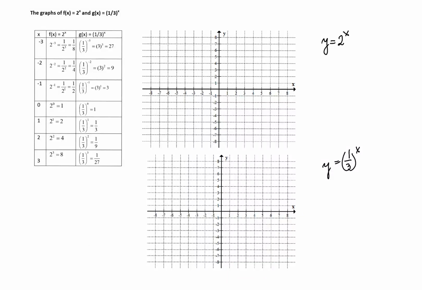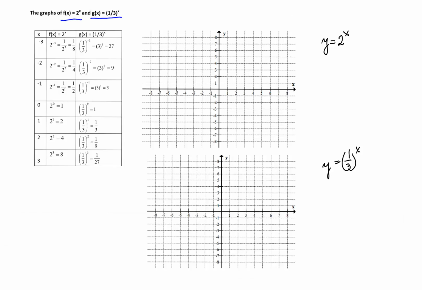We want to graph two exponential functions: f(x) = 2^x and g(x) = (1/3)^x. We'll obtain these graphs by plotting the points and connecting them with a continuous curve. The table of values for both functions is already made, on the left. Now we'll just plot the points and see what curve we get.